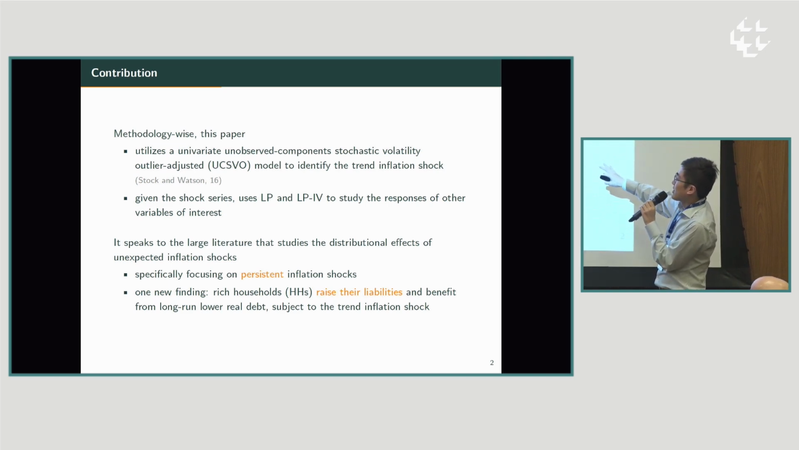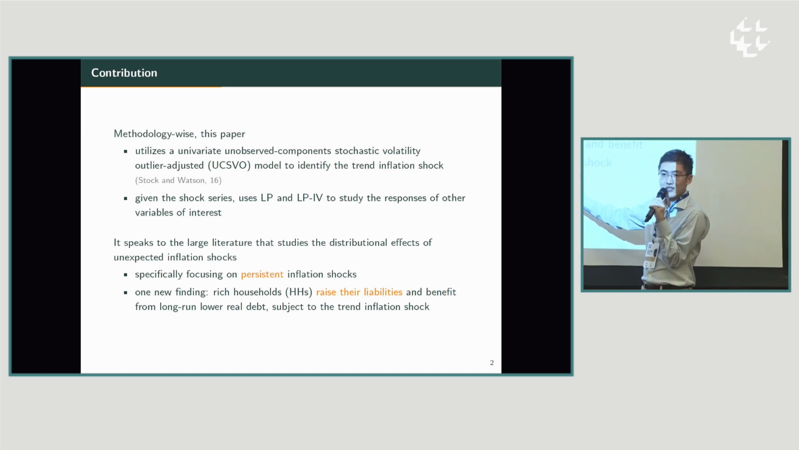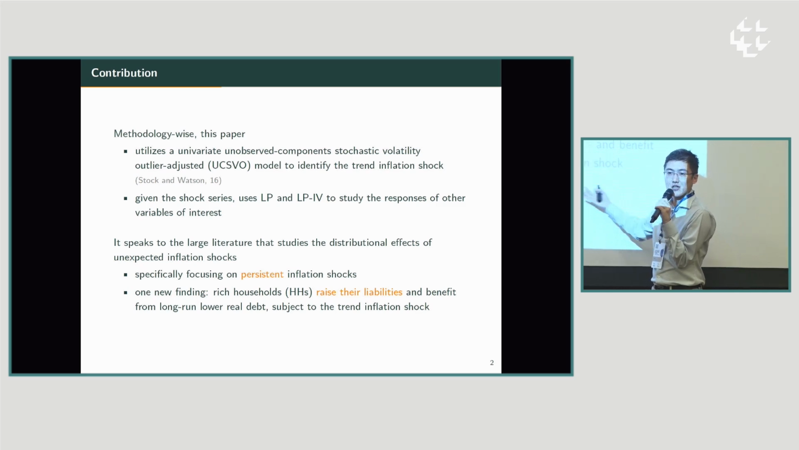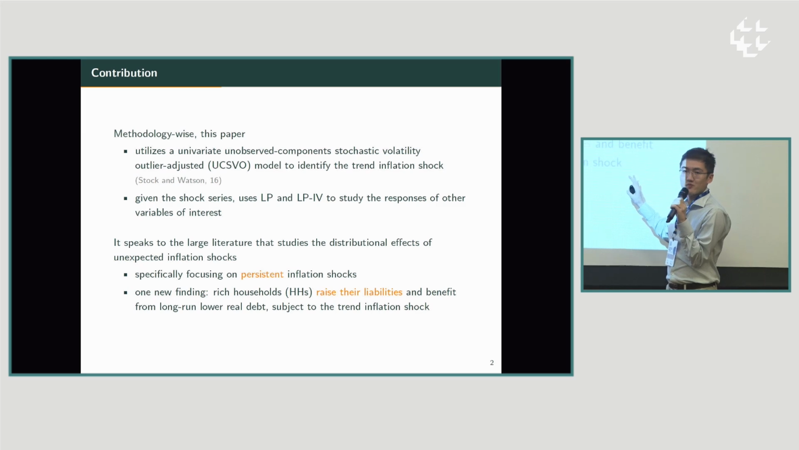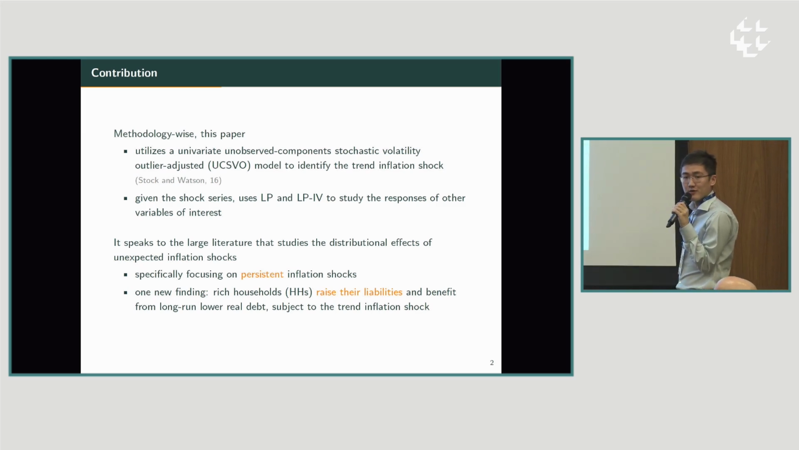the rich households are able to raise their liabilities, and as a result, they can benefit from this increasing liability because the long-run debt value goes down because of this trend inflation going up. So I would regard this as a new channel which is not well documented in the existing literature so far.